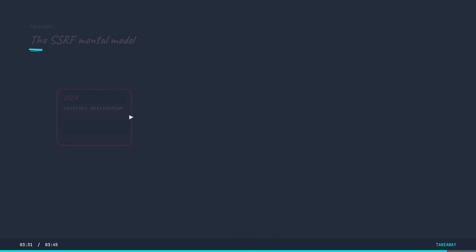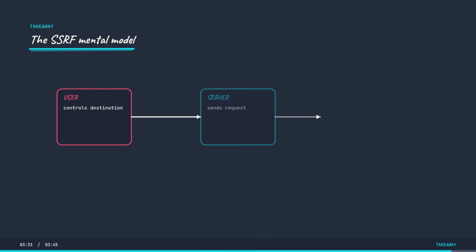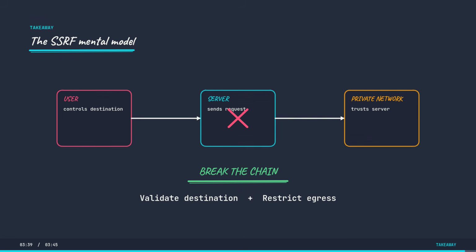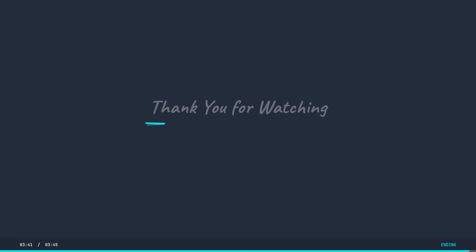Key takeaway: remember the SSRF mental model. User controls destination, server sends request, private network trusts server. Break any one of those assumptions with strong controls.